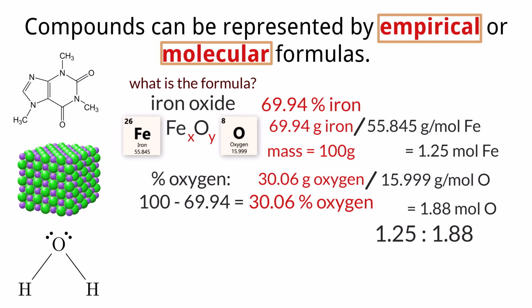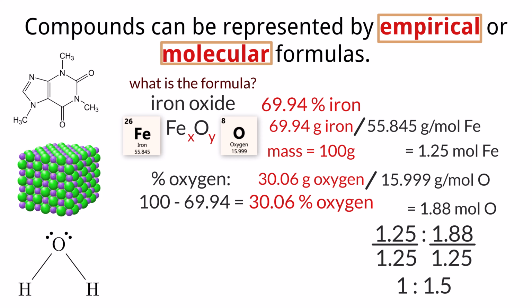These are not the pretty whole numbers that we like to use for subscripts in an empirical formula. The first step in getting them to whole numbers is dividing all values in the ratio by the smallest value, which in this case is the 1.25. After dividing 1.25 and 1.88 by 1.25, the ratio is now 1 to 1.5.